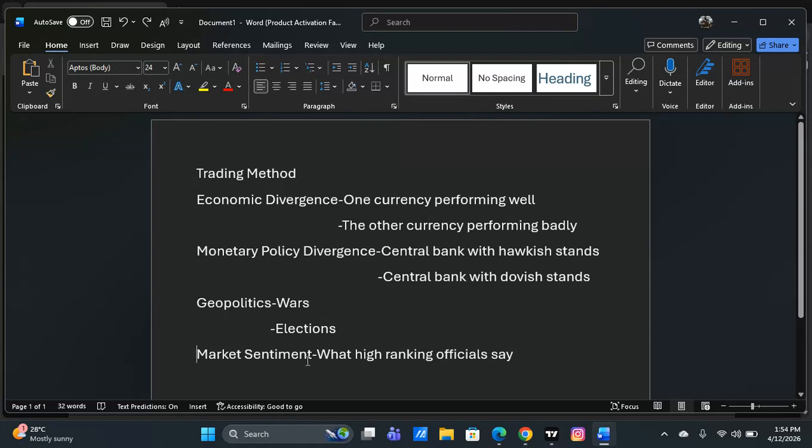Now, market sentiment involves what high-ranking officials are saying.